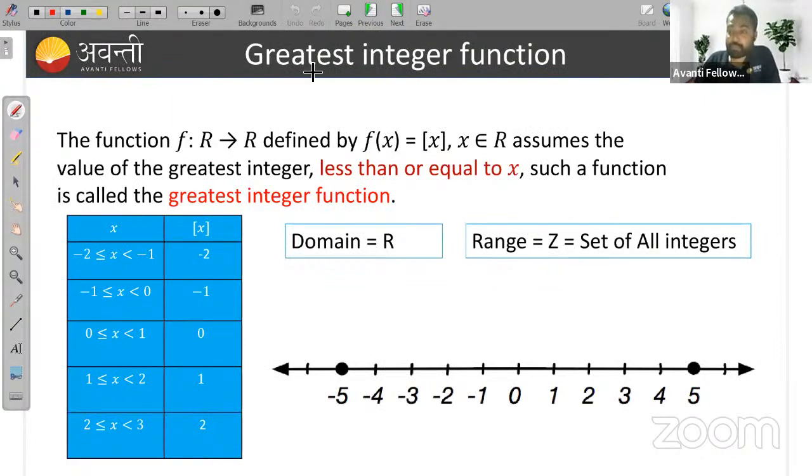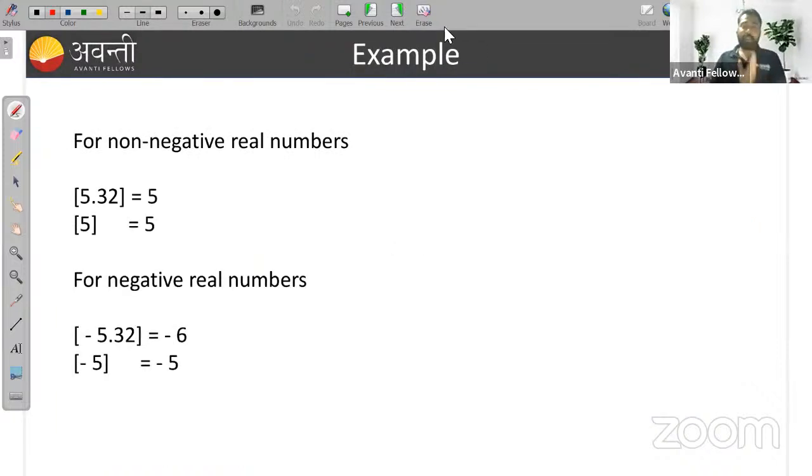One more interesting function, that is the greatest integer function. The domain of the greatest integer function is R, and the range is the set of all integers. And for example, the greatest integer of any point. Suppose here we are taking the greatest integer of 5.32. So the greatest integer of 5.32 will be 5. The integer which is nearest to the given number, and that must be less than the given number.